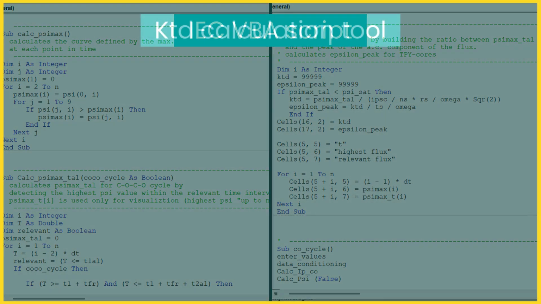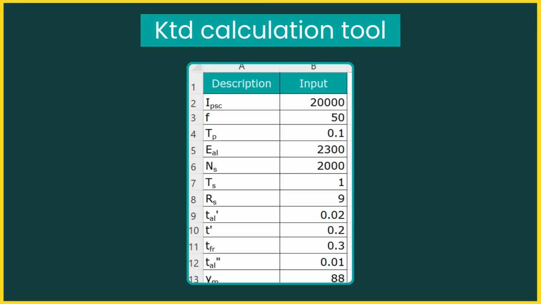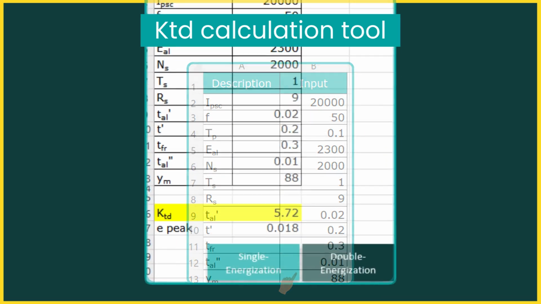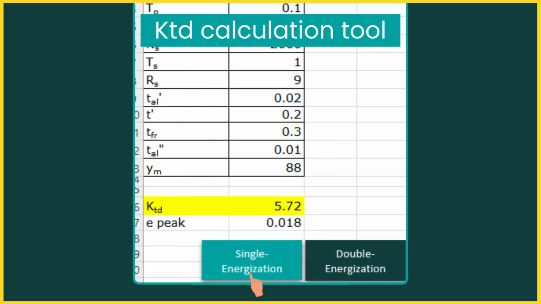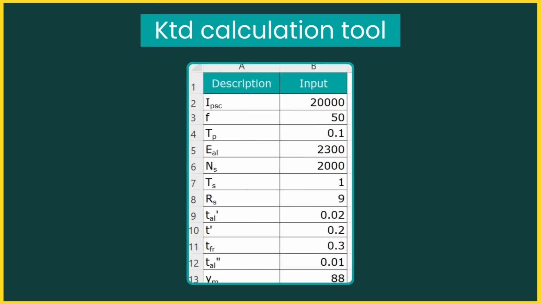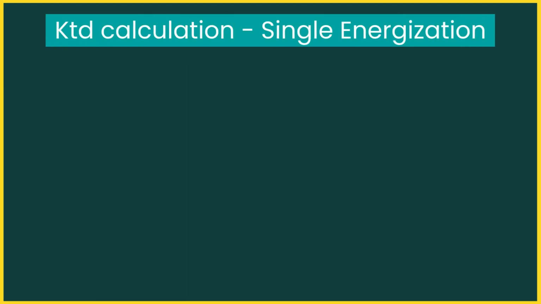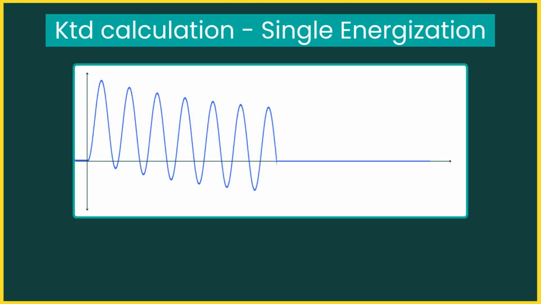Here's how it works. In the tool we have developed, you simply enter the required input in column B. Then click the button labeled single-energization or double-energization. To keep this video short, I have added a link in the description that explains each input parameter in detail. We will also cover this in the next part of this series. Let's begin with calculating Ktd for a single-energization duty cycle.